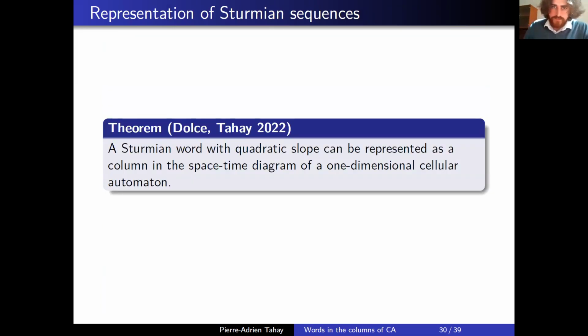And now, I will speak about the recent result with Francesco Dolce. We prove that a Sturmian word with quadratic slope can be represented as a column in a space-time diagram of a one-dimensional cellular automaton.